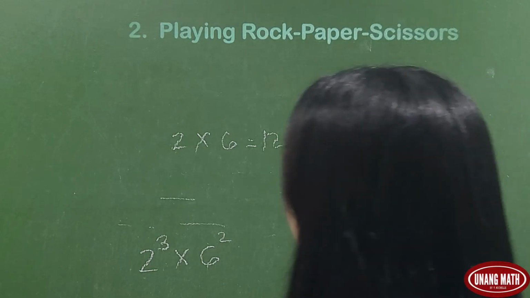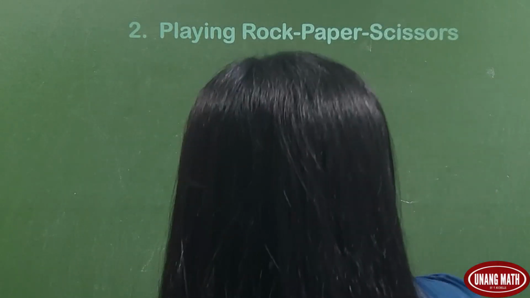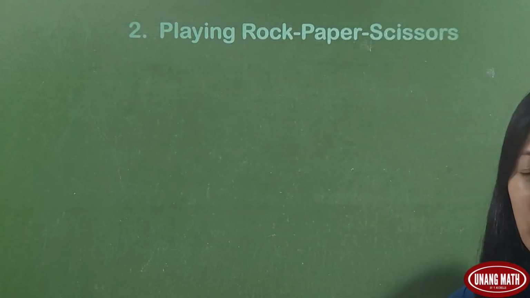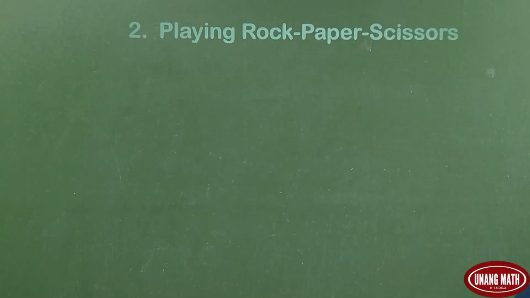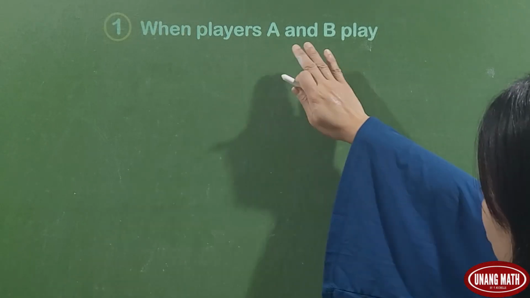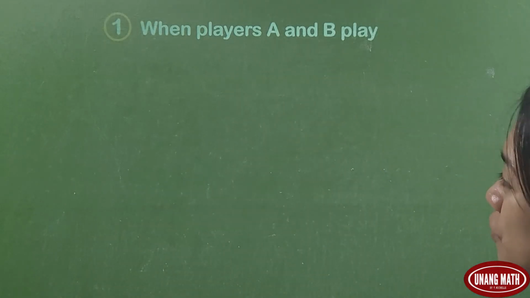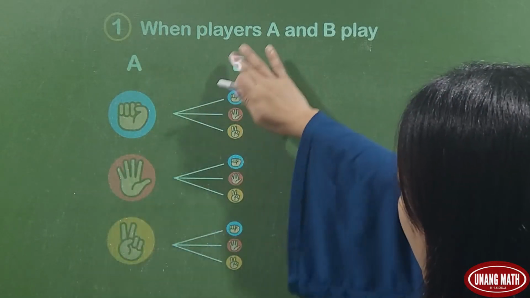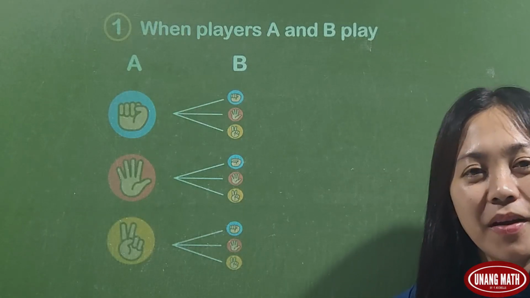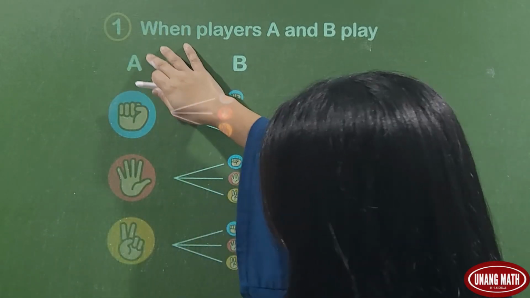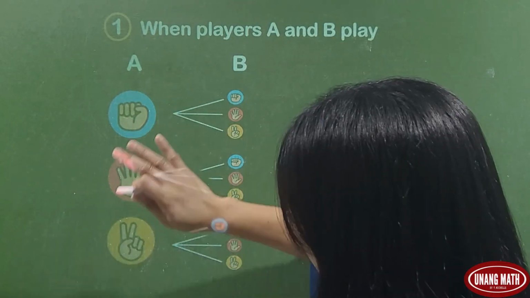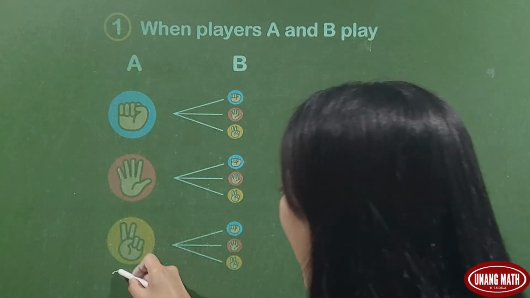Okay, now let's move on to playing rock, paper, scissors. Let's find all the possible outcomes when we play rock, paper, scissors. Let's start with 2 players. So when players A and B play rock, paper, scissors, we have here player A and this is player B. Since they are playing rock, paper, scissors, as you can see here for player A, outcomes can be rock or paper or scissors. So 3 outcomes.